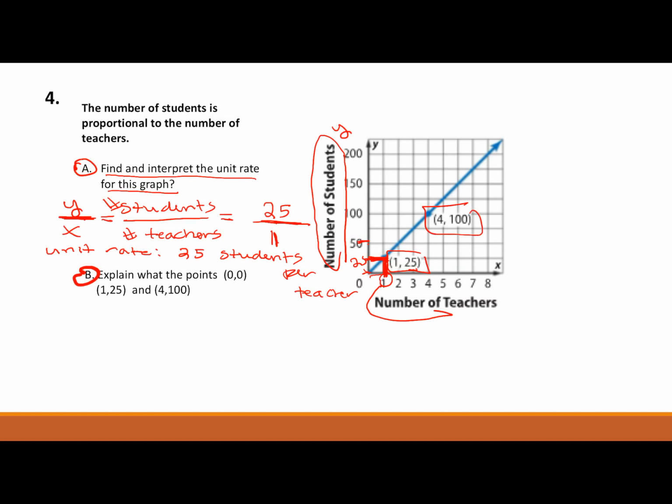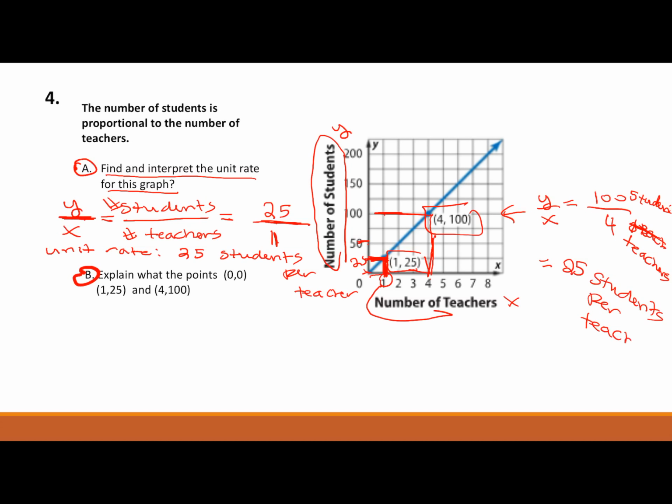Okay, we could have picked another point. We could have picked this point right here. And this point right here, if we go down, remember it's y over x. So if we go down, our x coordinate is 4. If we go over, our y coordinate is 100. So if we divide that, this is students, and this is teachers. Okay, if we divide, 100 divided by 4 is going to be 25 students per teacher. Okay, so our unit rate is 25 students per teacher.